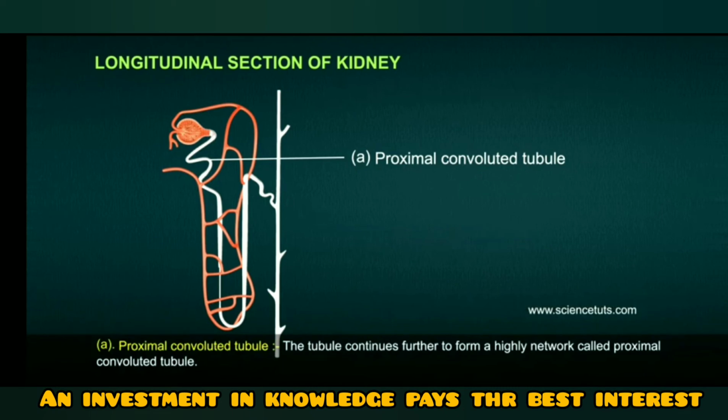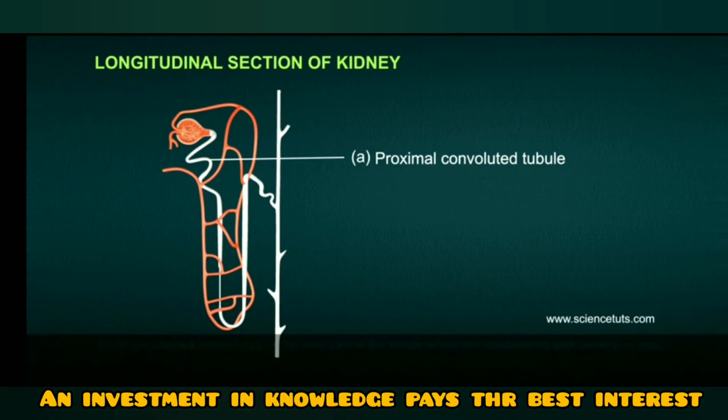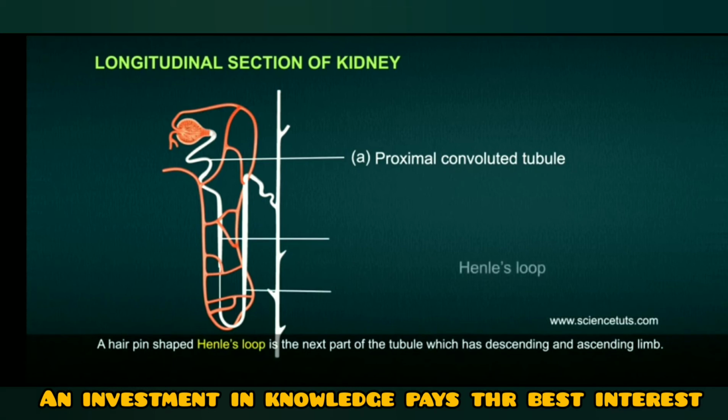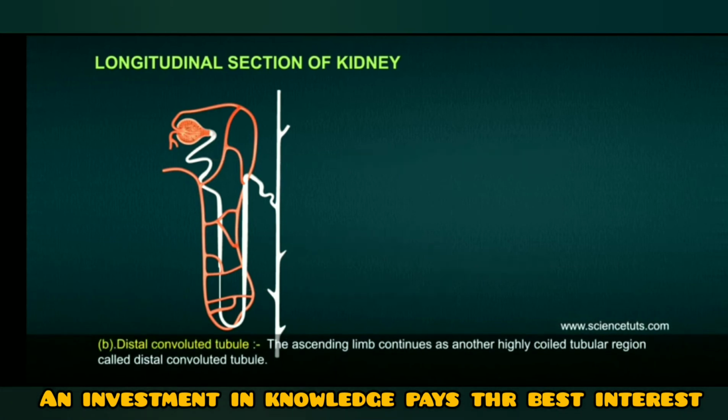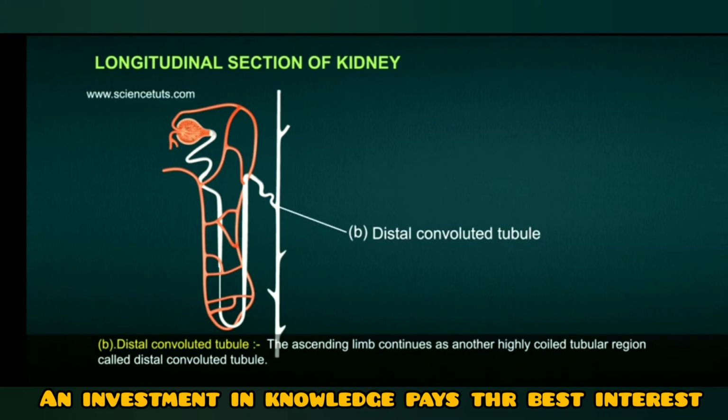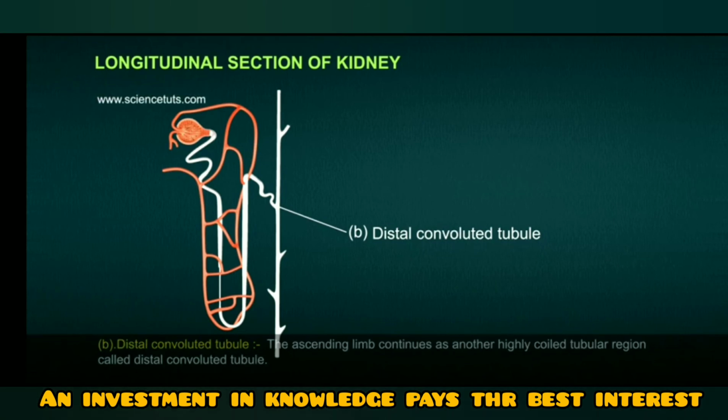A. Proximal convoluted tubule. The tubule continues further to form a highly coiled network called proximal convoluted tubule. A hairpin-shaped Henle's loop is the next part of the tubule, which has descending and ascending limb. B. Distal convoluted tubule. The ascending limb continues as another highly coiled tubular region called distal convoluted tubule.